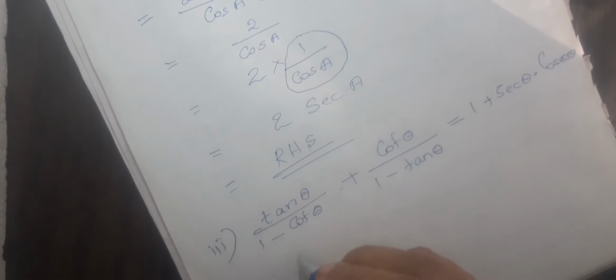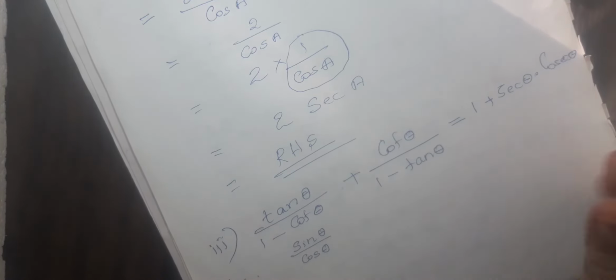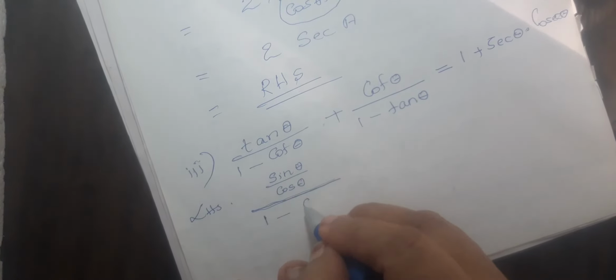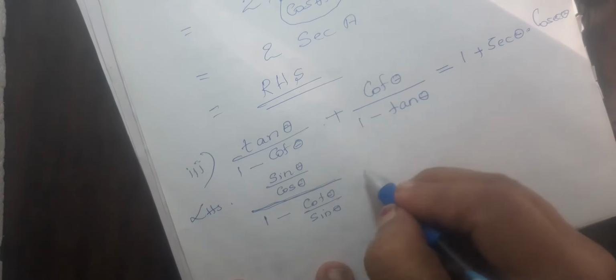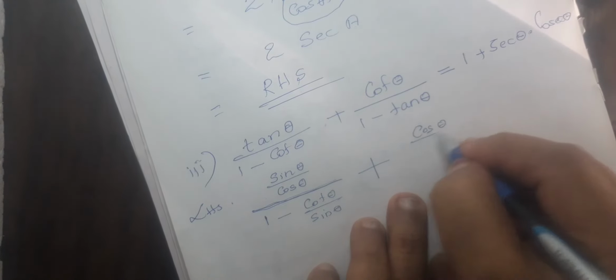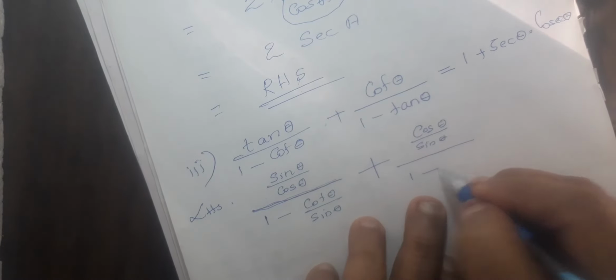Tan theta, I told you just now, let us write it as sin theta by cos theta. I am taking the LHS. So sin theta by cos theta by, nicely you have to write, it should be very clear, 1 minus cot theta, where cot theta is cos theta by sin theta, plus cot theta, again I will write it as cos theta by sin theta, by 1 minus sin theta by cos theta.